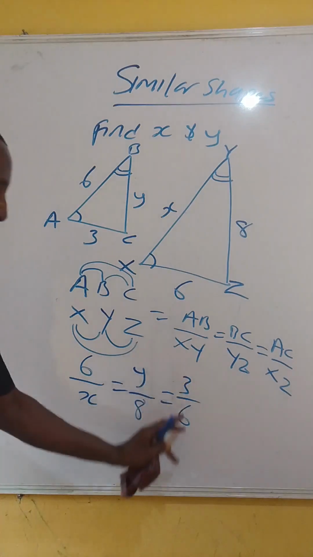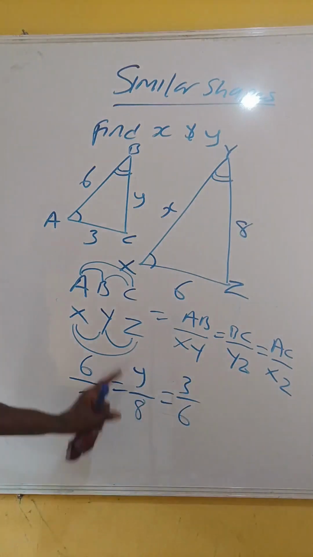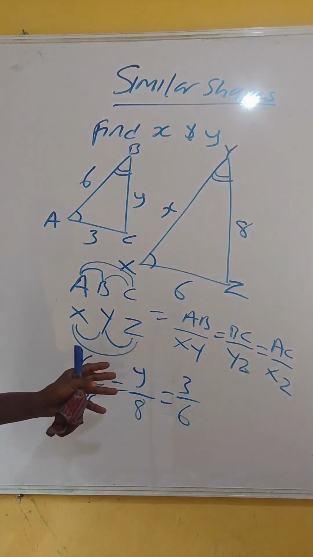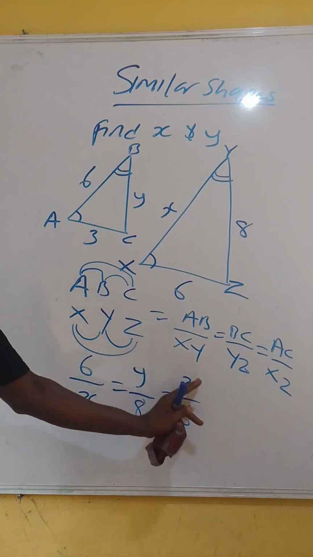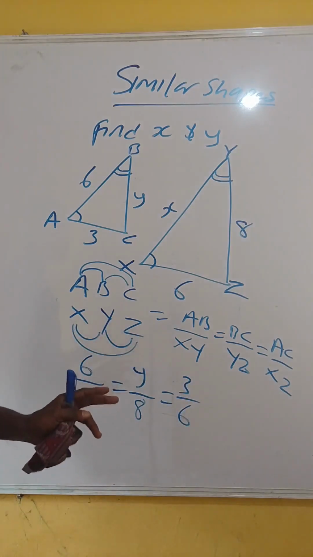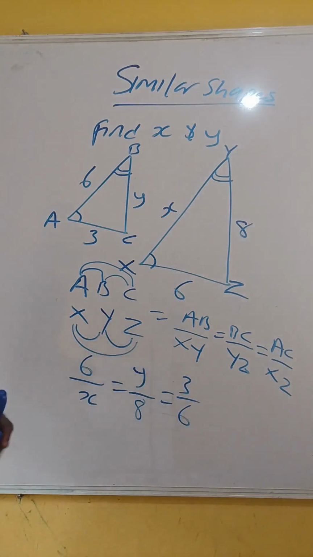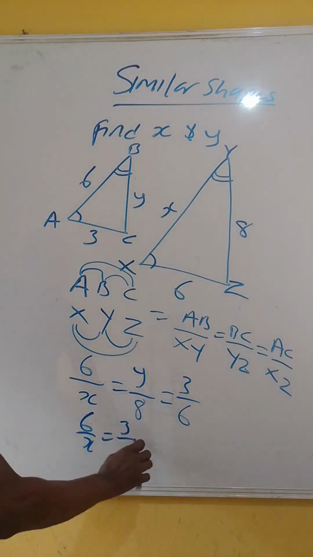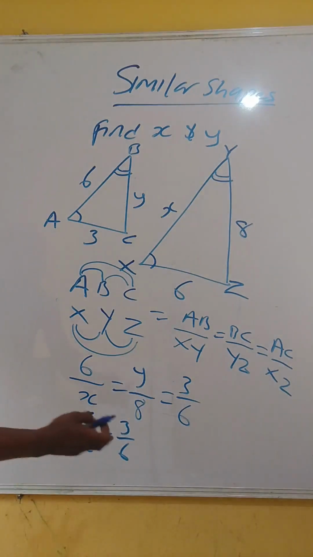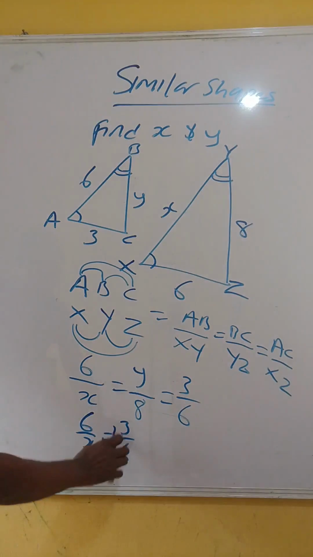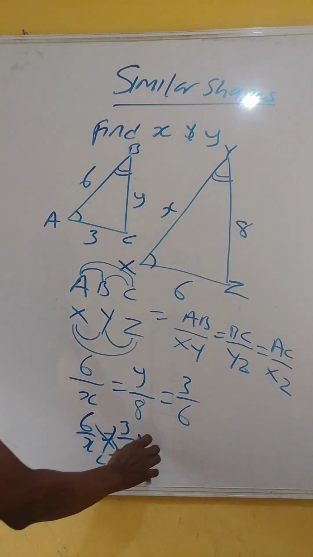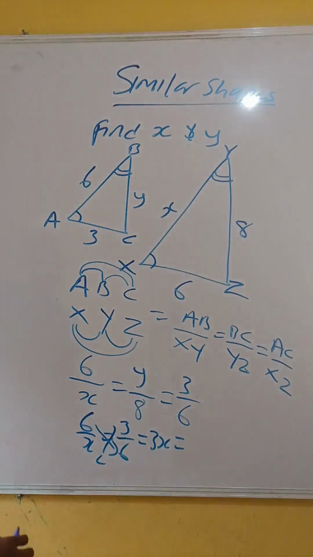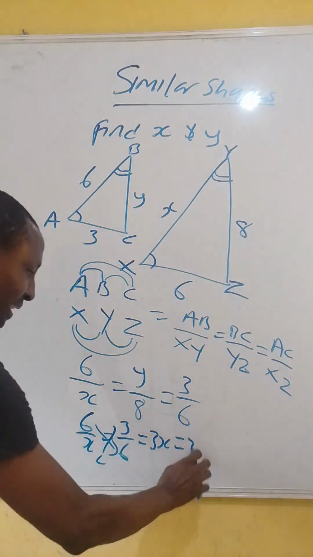So look at these two of them here that are known. What do we do? Take this one, equate it to this, and go and get your Y. The same thing, take this, equate it to this, and go and get your X. So I can do 6 over X equals 3 over 6. Now this is a fractional equation. Cross multiply. That will give me X times 3, 3X, equals 6 times 6, which will give me 36.